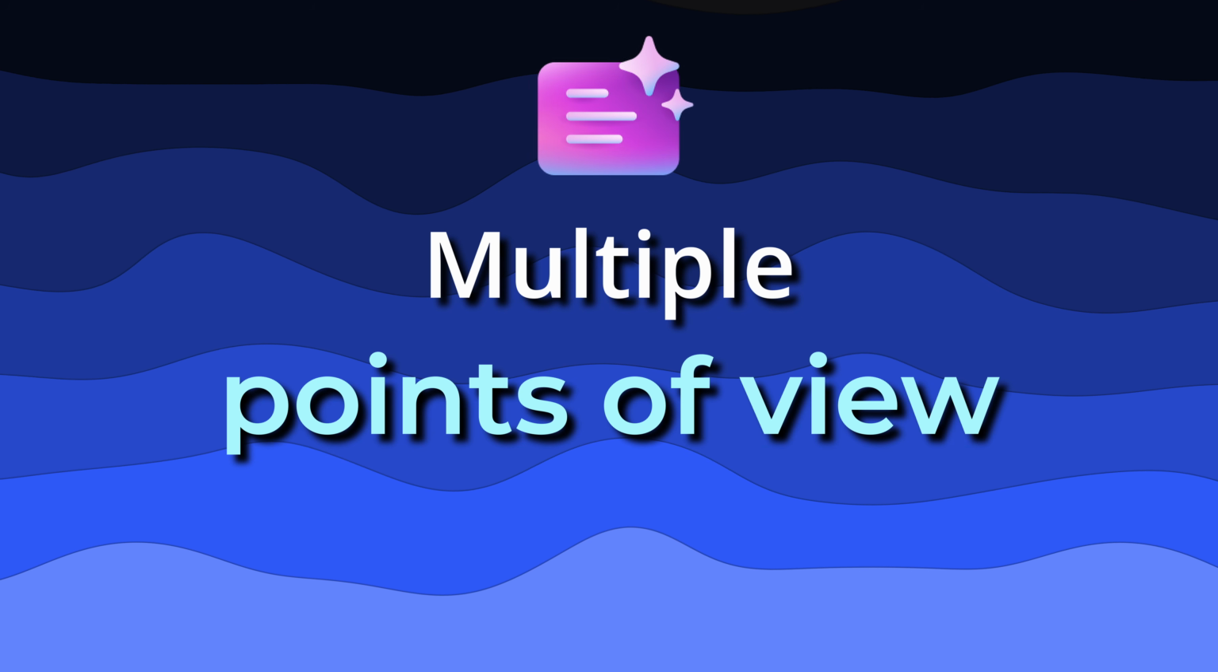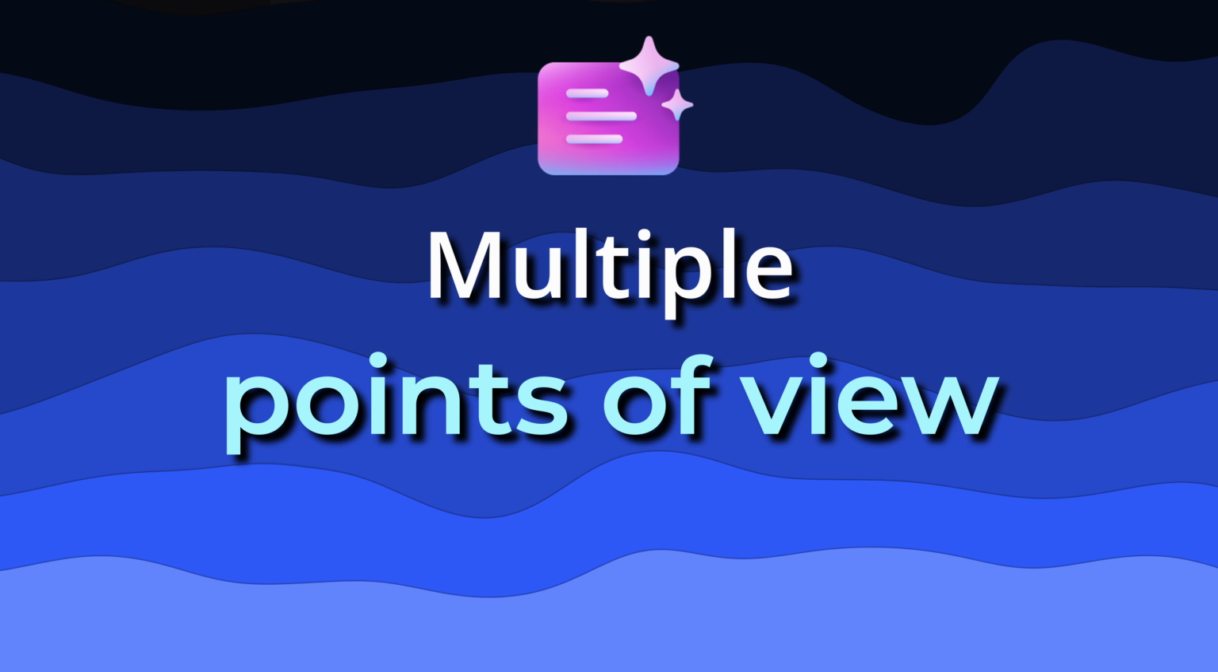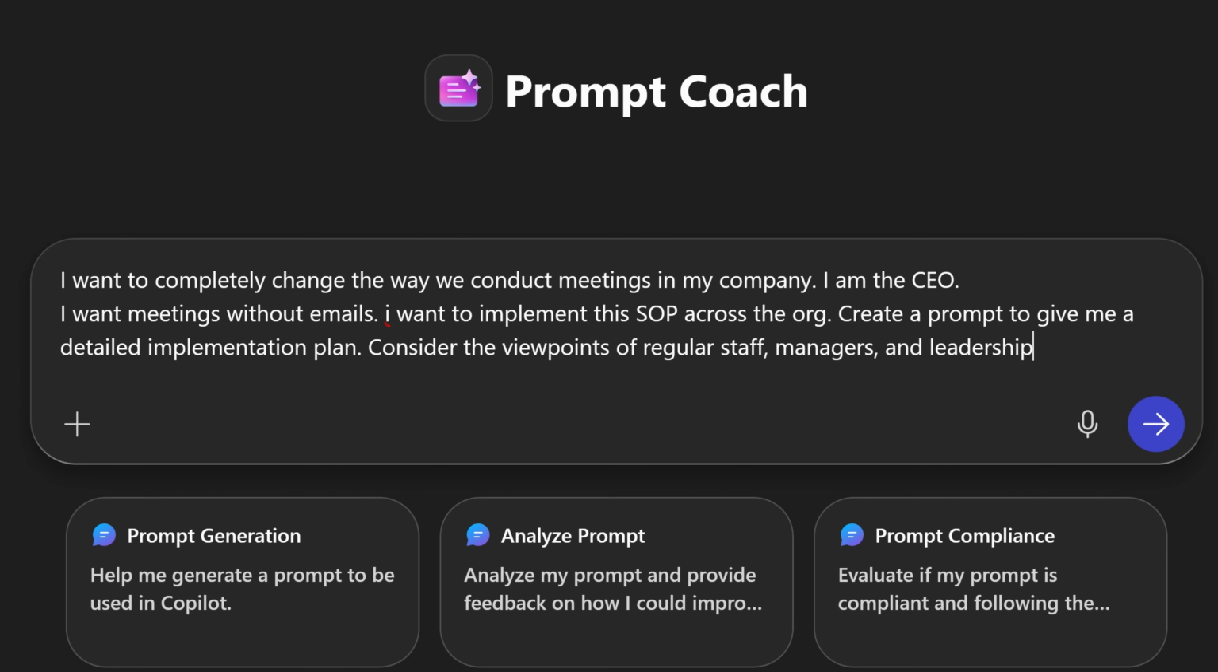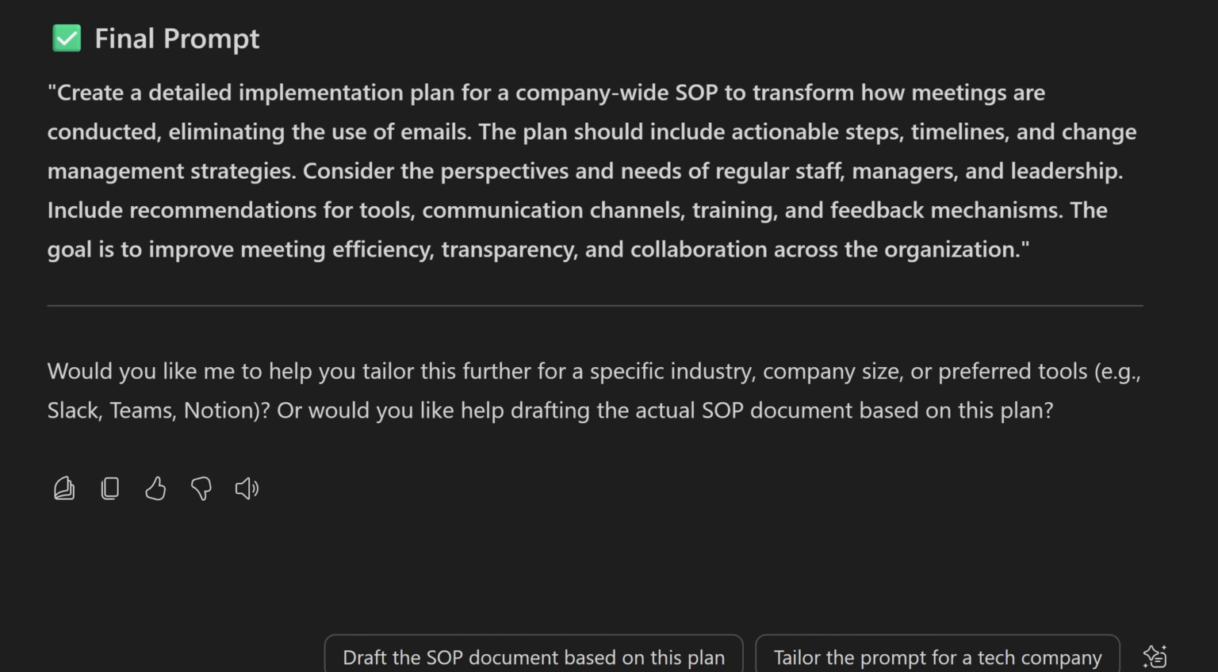I'm giving it a scenario and then asking it to build a prompt. I'm the CEO. I want to conduct meetings without emails. I want to implement this SOP and I want to look at it from different points of view because depending on the type of person, they may look at it differently. The best practice is same. Depending on the type of person, they may look at it differently. So these three perspectives I want to include. You want to improve meetings. What are you using? So obviously, Teams in this case.